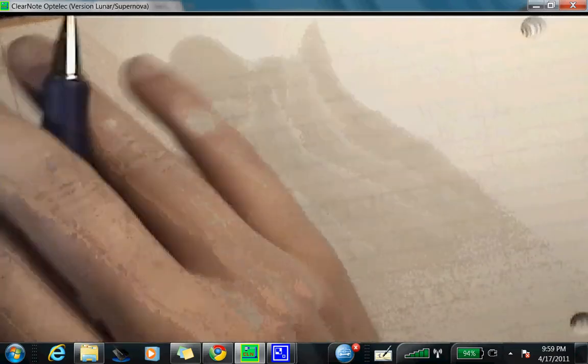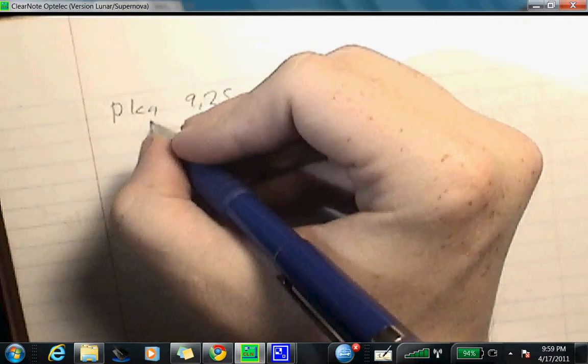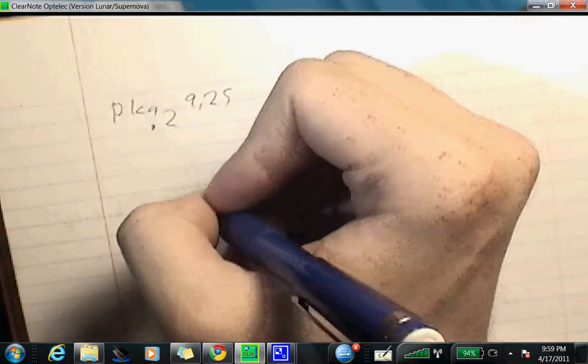So if you look at your Garrett and Grisham book table on page 39 in the 4th edition, which is the one I have, you're going to find that the pKa of this is 9.25. Our concentration is 0.2 molar.